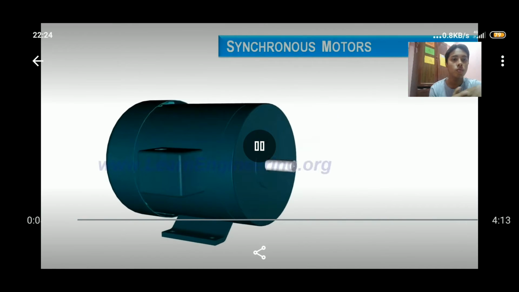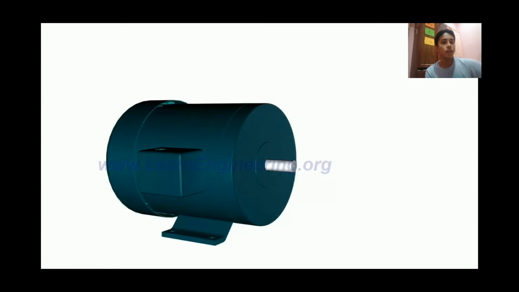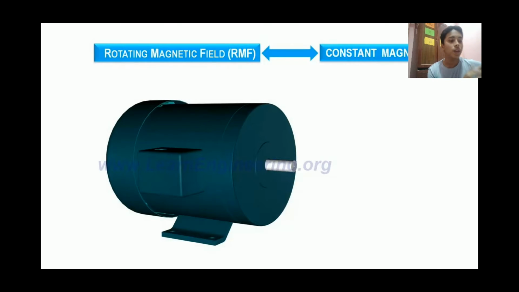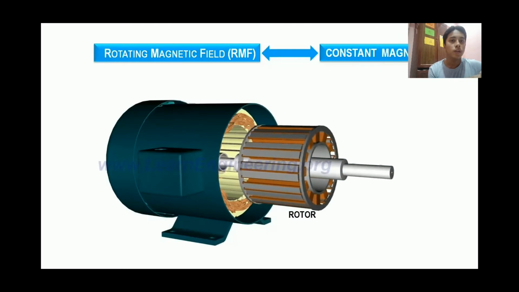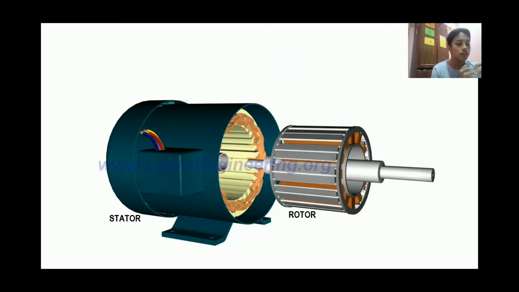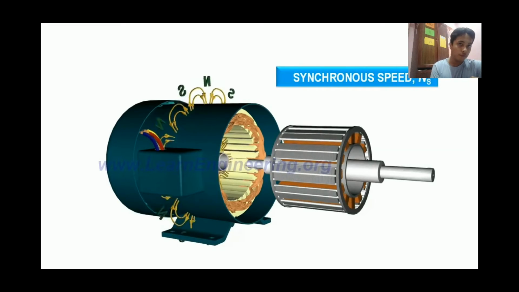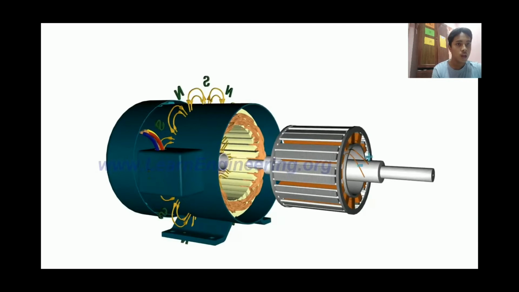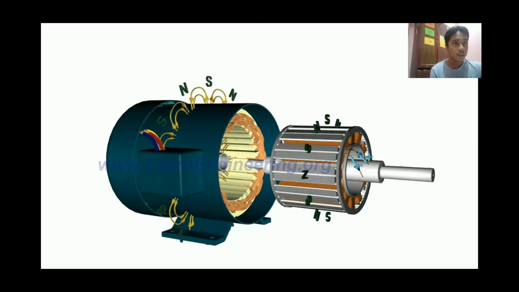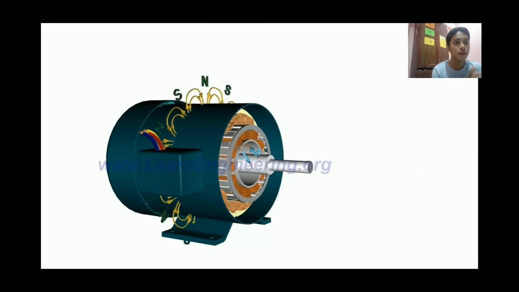This is a synchronous motor. The synchronous motor is achieved by a rotating magnetic field, which is the stator, and a constant magnetic field, which is the rotor. The stator is excited by the three-phase AC power supply, and it will produce a revolving magnetic field which rotates at synchronous speed, while the rotor is excited by the DC power supply, so it acts as a permanent magnet, and sometimes the rotor is made of a permanent magnet.